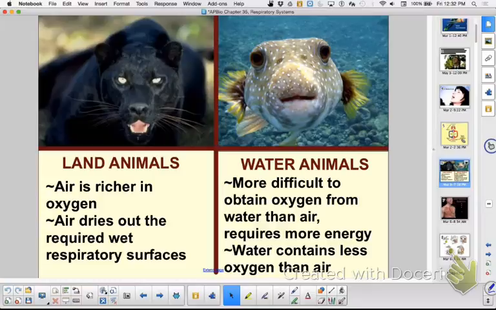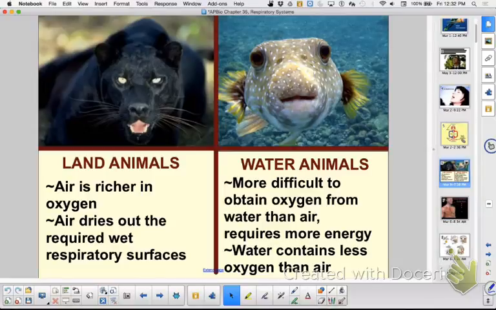Then we did a compare and contrast between what it's like to live on land and live on water and your respiratory needs. Who has to expend more of their energy to do respiration? Water. Yeah, why? There's less oxygen in the water. There's less oxygen, and it's harder to move water, okay, than it is to move air. Takes more of an effort, okay?